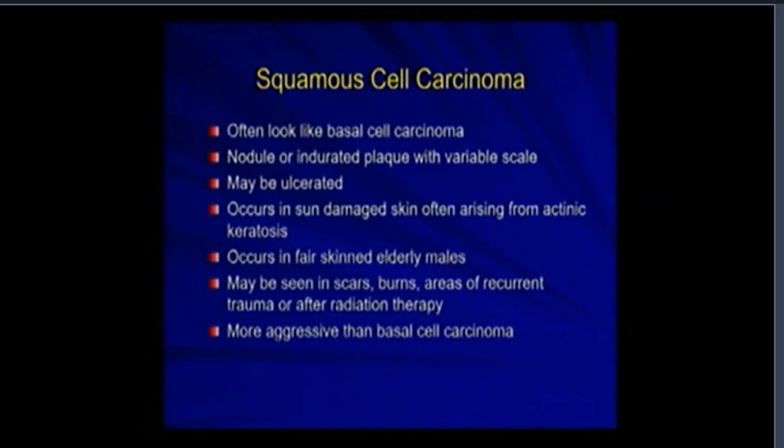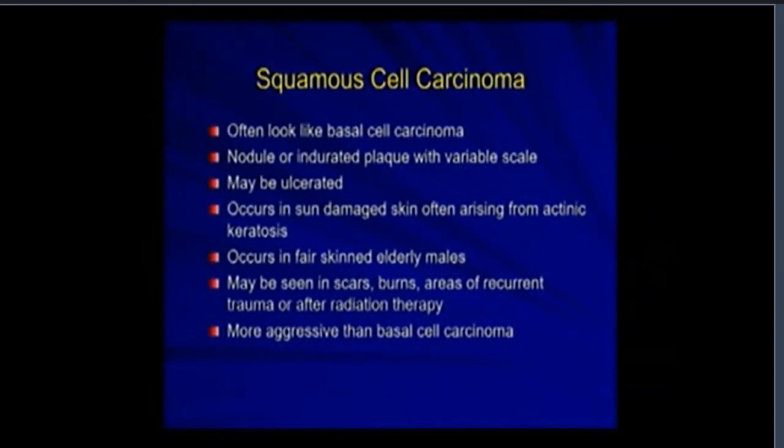Squamous cell carcinoma often looks like a basal cell carcinoma, so they are really very similar. It can be nodular, indurated, or can be black in appearance, and it may be ulcerated again, like the basal cell carcinoma. It may occur in damaged skin, typically preceded by actinic keratosis in areas exposed to the sun. Again, it occurs mainly in fair skin people, especially the elderly, but it can happen in younger patients too who are exposed a lot to sun damage. It may be seen in scars, burns, or areas of recurrent trauma, or after radiation therapy. So radiation therapy, again, is a risk factor for squamous cell carcinoma.